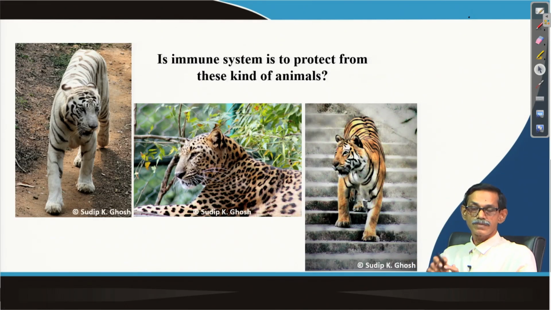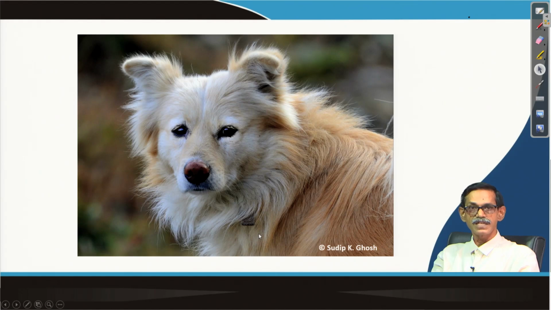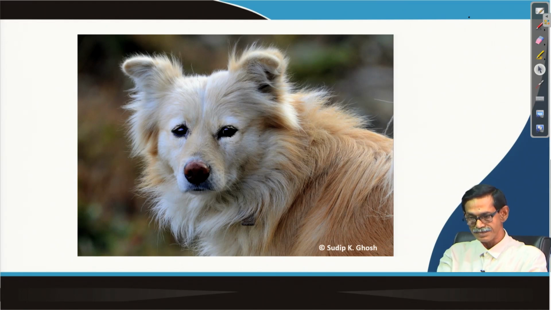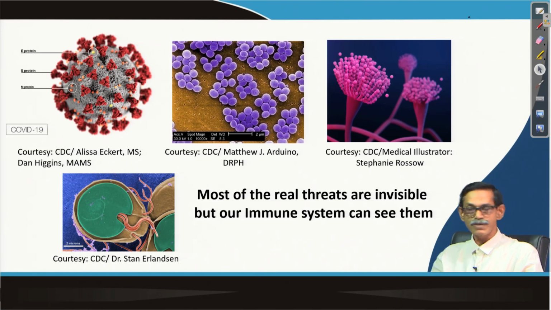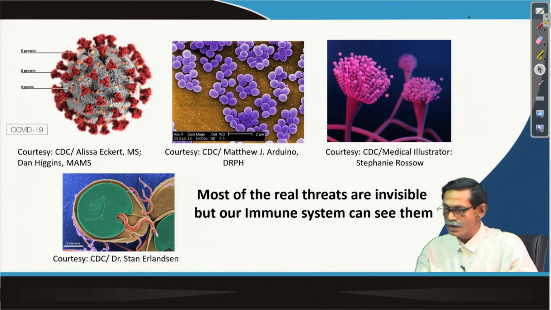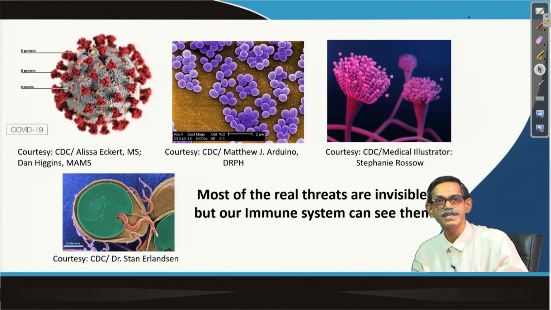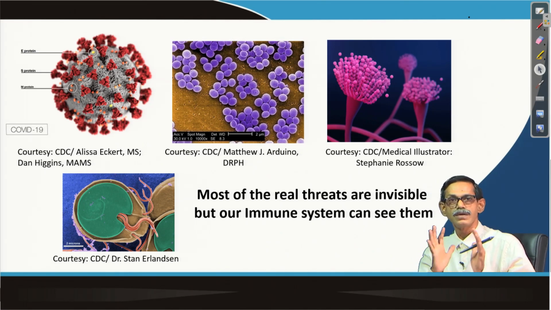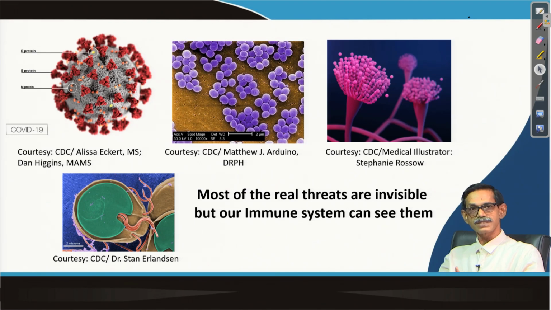The immune system protects us from attack, but not attack from these big animals. They are not that much of a threat to our body. But this nice looking cute pet is always risky, because they can carry some infection, because we go very close to them. So, you have to be careful. But the real threat for our body or immune system are these microbial organisms like virus, bacteria, fungus, protozoan parasite, all these microorganisms which we cannot see, but can cause serious damage to our body. The immune system can see them.